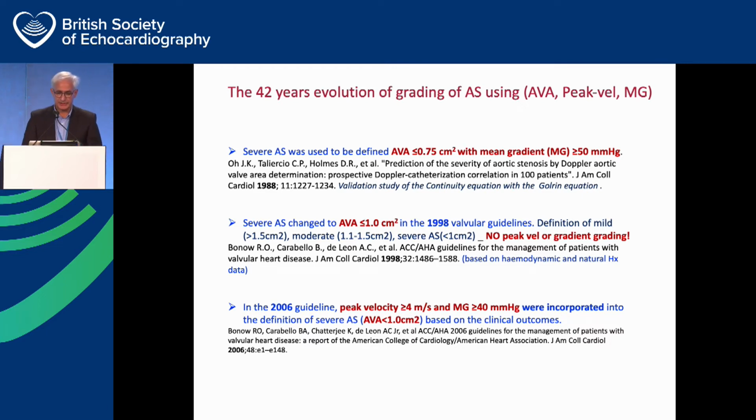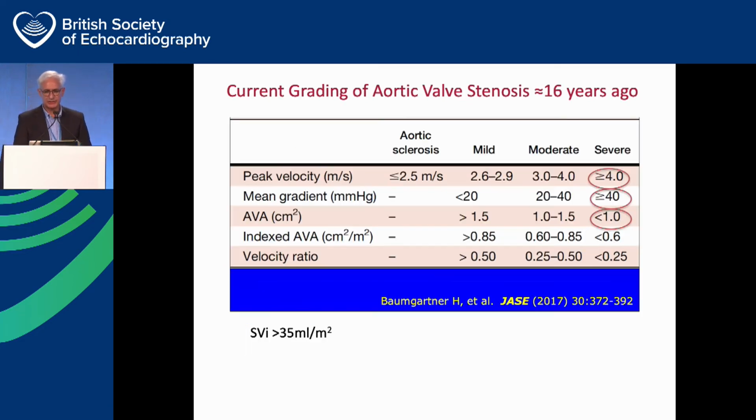In 2006, similar authors as the 1998 guideline writers incorporated, based on the clinical outcomes, the peak velocity and the mean gradient, in addition to the effective orifice area by the continuity equation, into their guidelines. And they came up with this table that we use all the time in our daily practice. Of course, this has been reiterated and used in the subsequent guidelines, up to the 2020 and 21 guidelines lately published by both ACC and the European Society.